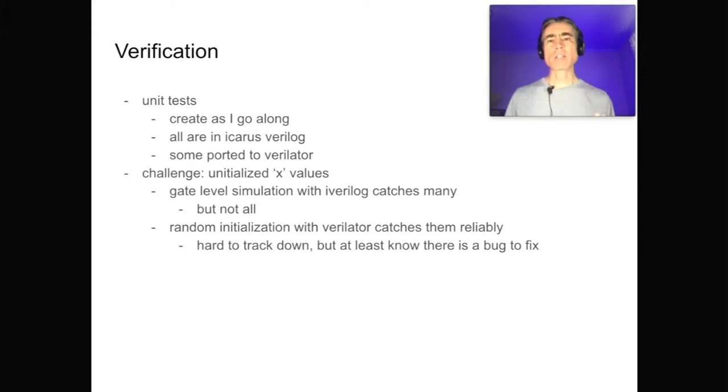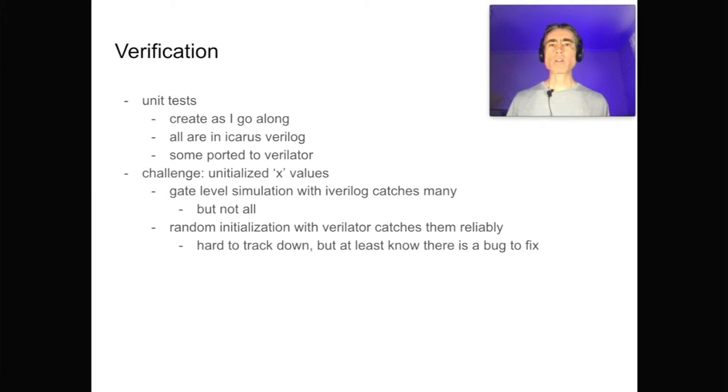I'm creating unit tests as I go along. They all run currently in Icarus Verilog, and then some of these have been ported to Verilator. I'm porting more and more as I go. One of the biggest challenges I've faced so far is uninitialized X values. These are quite hard to detect, I find. One way to detect them is to use gate-level simulation with iVerilog. This catches quite a few, but not all.